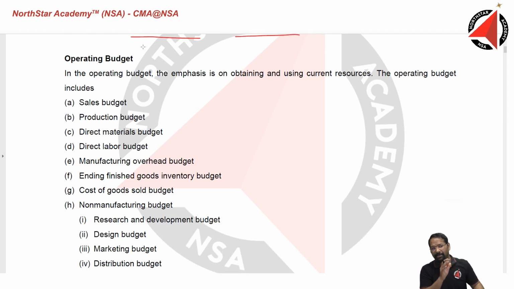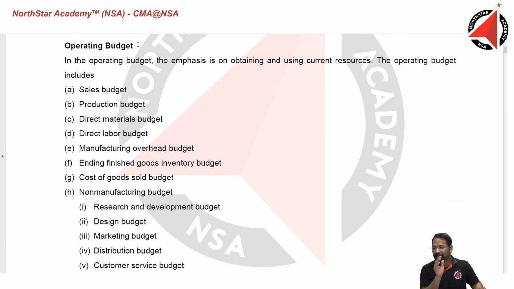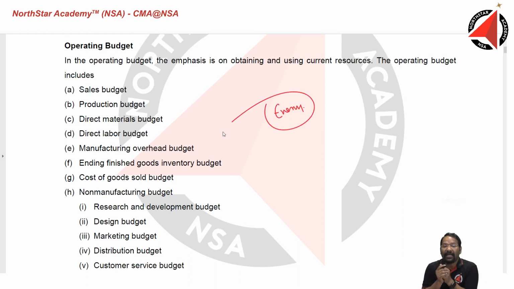What is operating budget? Let's break it down. Operating budget, in other words, just remember, is every day. The whole objective of my company is to do regular day-to-day business activities. What is something that I do every day? Think of a provision store. Go to Big Bazaar, go to Walmart and check out what they are doing every day. You will see they are doing sales every day.